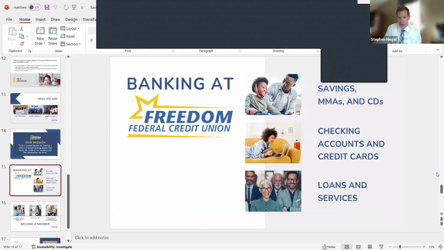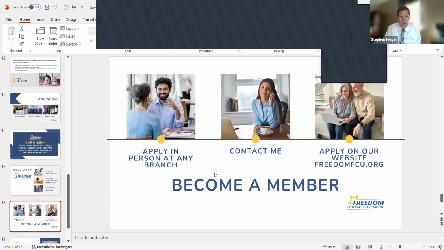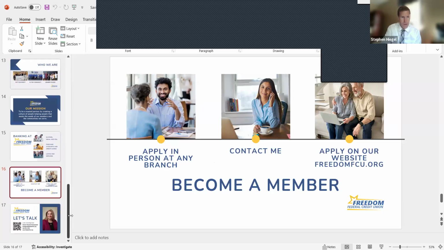Banking at Freedom Federal Credit Union can get you savings, MMAs and CDs, checking accounts and credit cards, loans and services. To become a member, you can apply in person at any branch. You can contact me directly or apply on our website, freedomfcu.org. And I'd be happy to talk to you, and I can share my contact information as well.